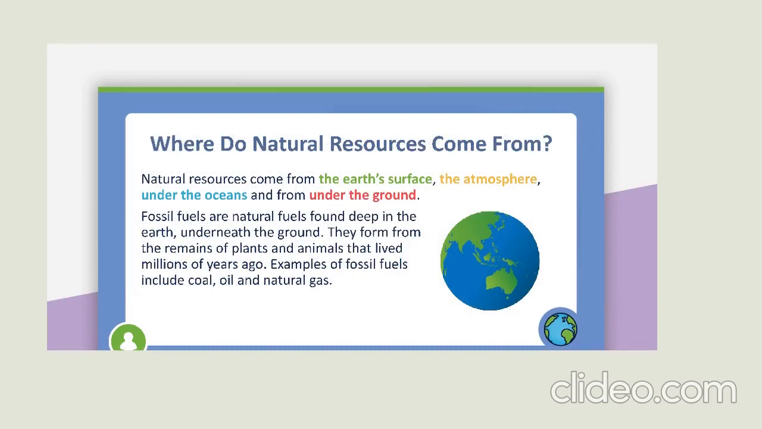So where do natural resources come from? The main sources of natural resources are the earth's surface, the atmosphere, under the ocean and from under the ground. For example, fossil fuels, the natural fuels, are found deep in the earth underneath the ground. They form from the remains of plants and animals that lived millions of years ago. Examples of fossil fuels include coal, oil and natural gases.